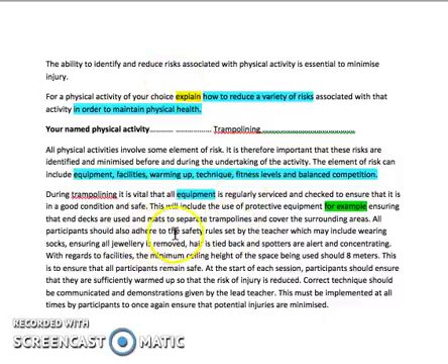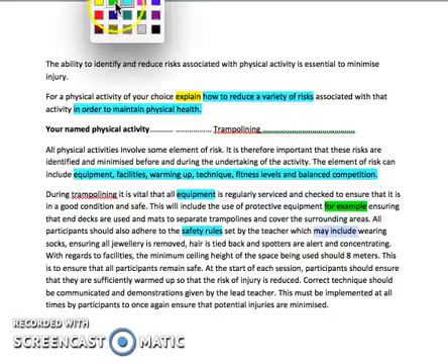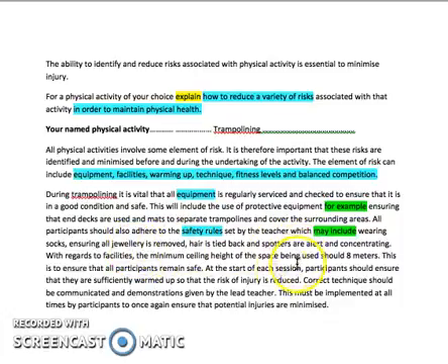All participants should adhere to safety rules. Okay, safety rules identified, which may include, okay, so here's the example. Wearing socks, ensuring all jewelry is removed, hair tied back, spotters are alert and concentrating. With regard to facilities, okay, another key point, and here's the example. Minimum ceiling height is looking at one of the facilities. Should be 8 meters tall. This is to ensure that all participants remain safe.